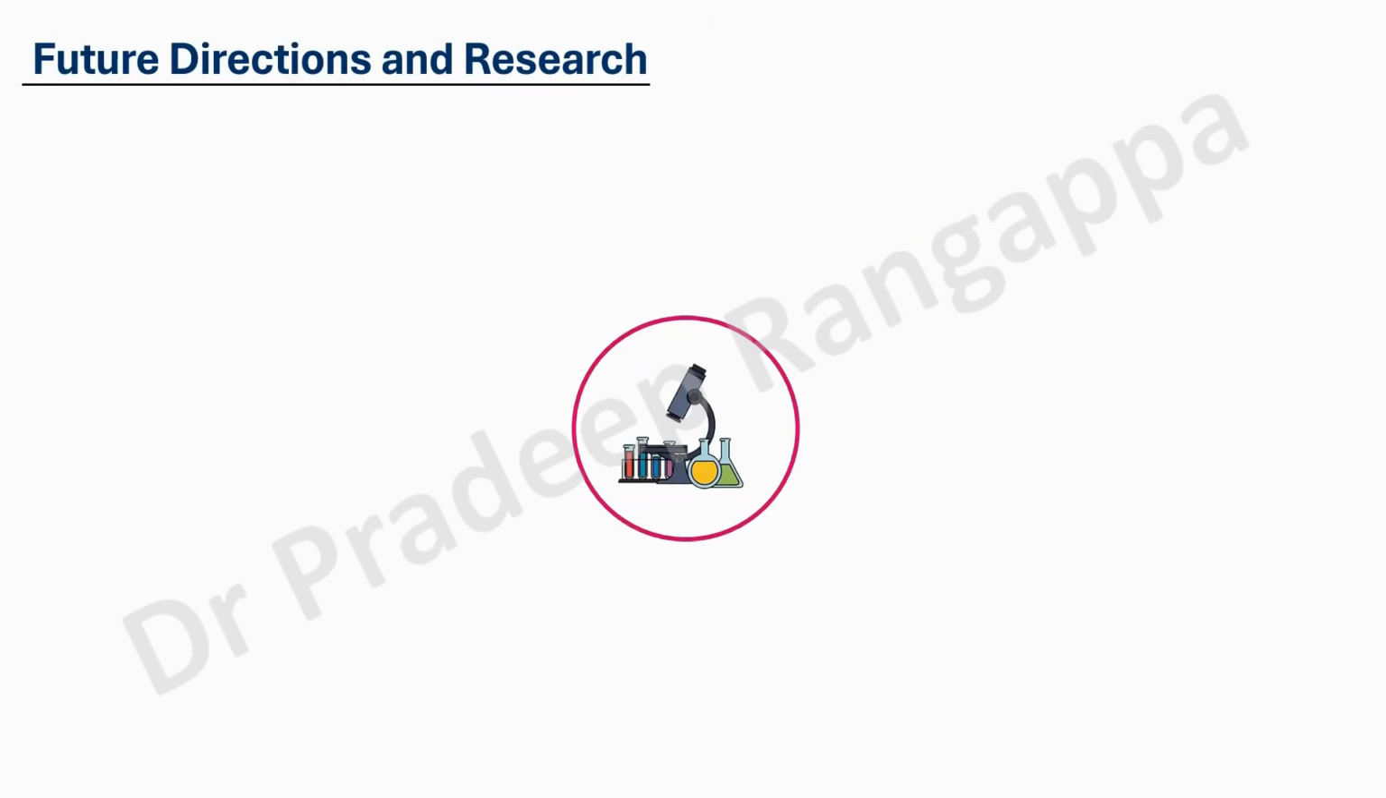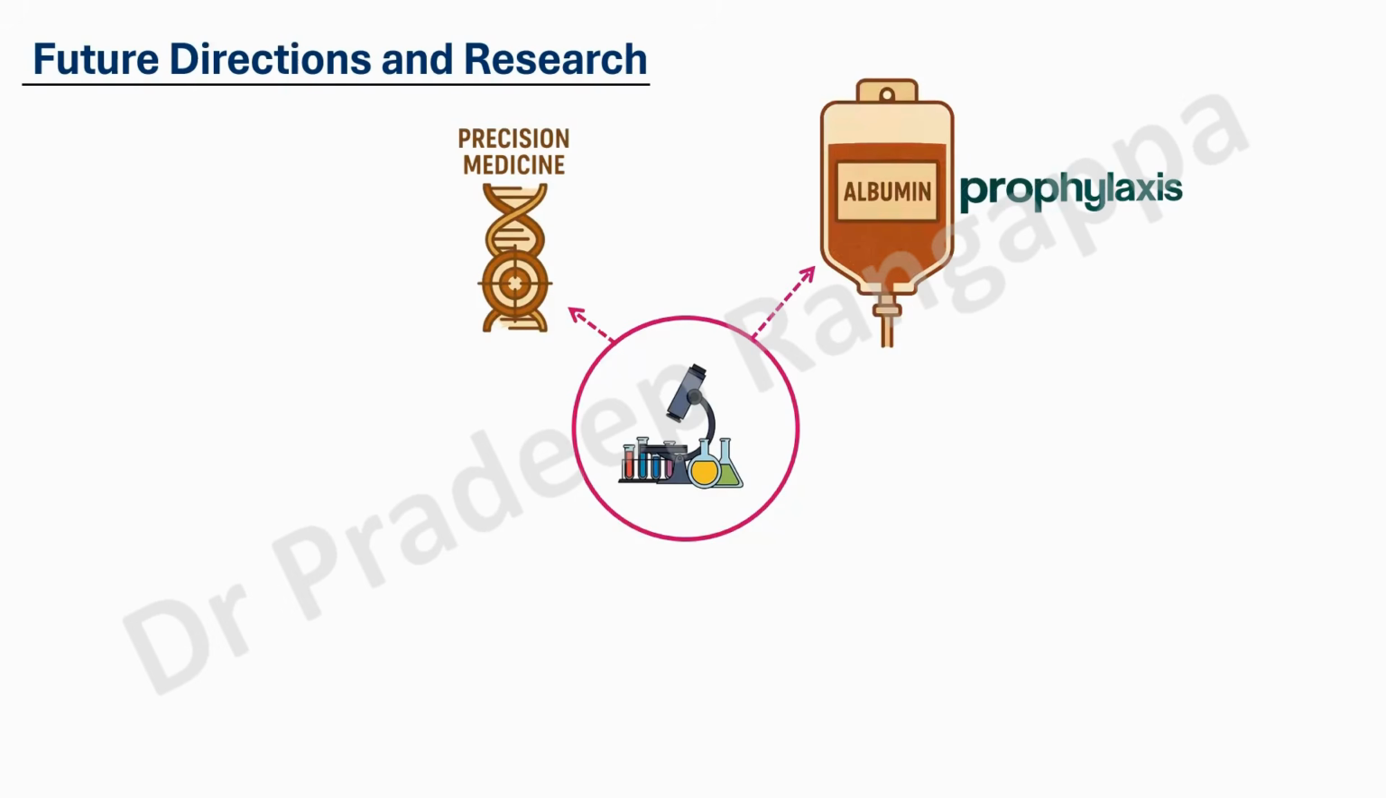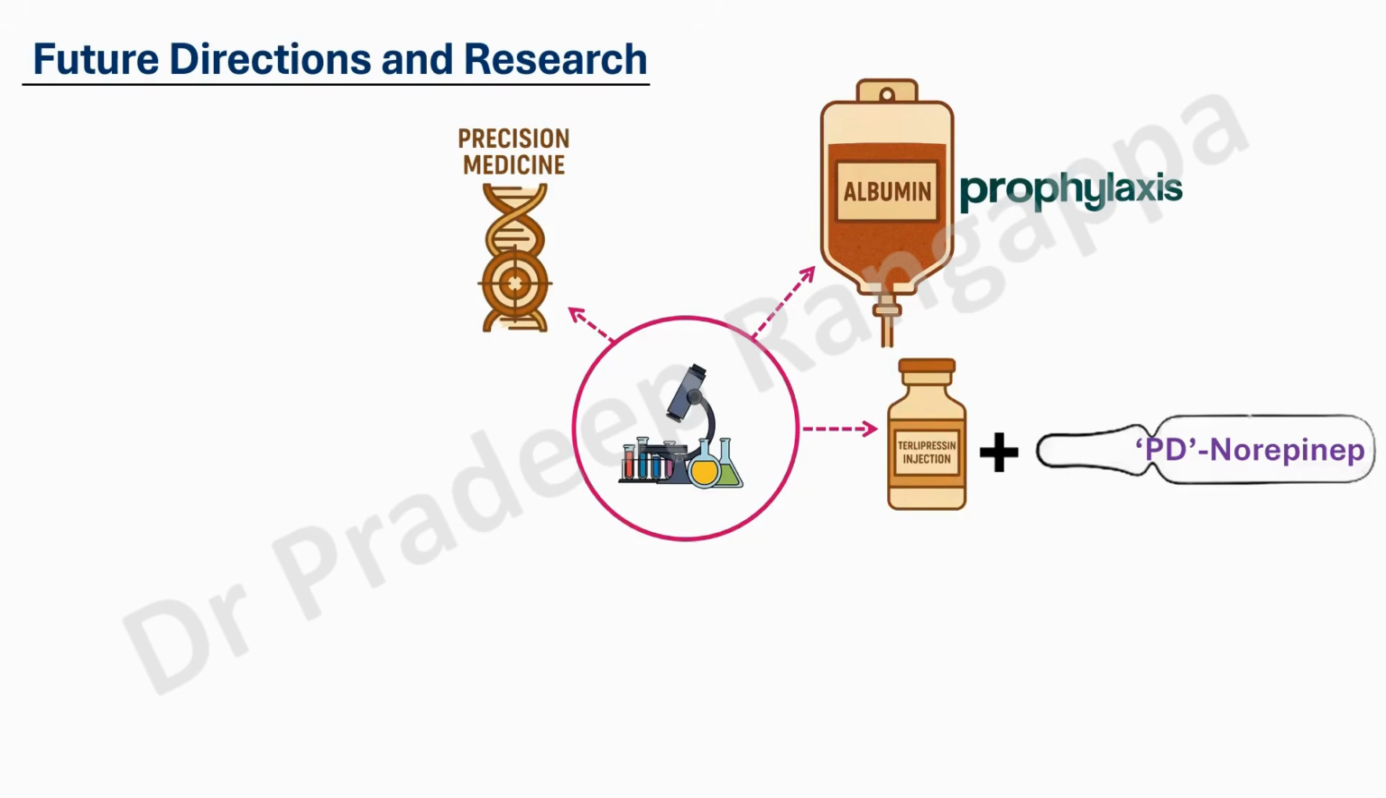So coming to the last bit, what are the future directions that are happening in HRS? The future direction in research is precision medicine. And as I said, long-term usage of albumin as a prophylaxis to prevent patients from going into HRS is an evolving area of interest. And there are protocols being developed where terlipressin could be used along with norepinephrine. So terlipressin with norepinephrine based protocols are being evolved, and using AI as a predictive model to predict the type of chronic liver disease patients or ACLF patients who may go into HRS is an area of research.